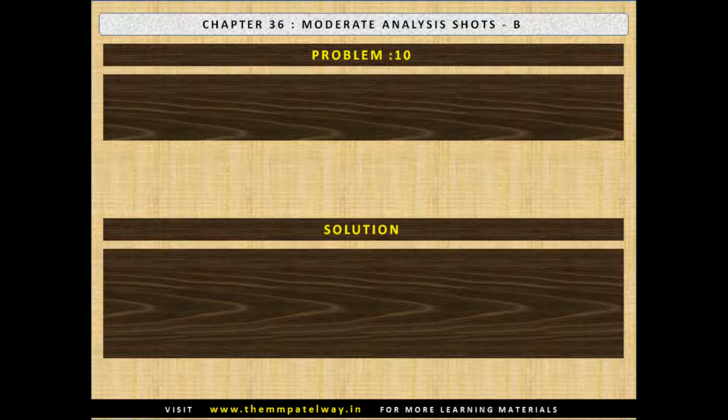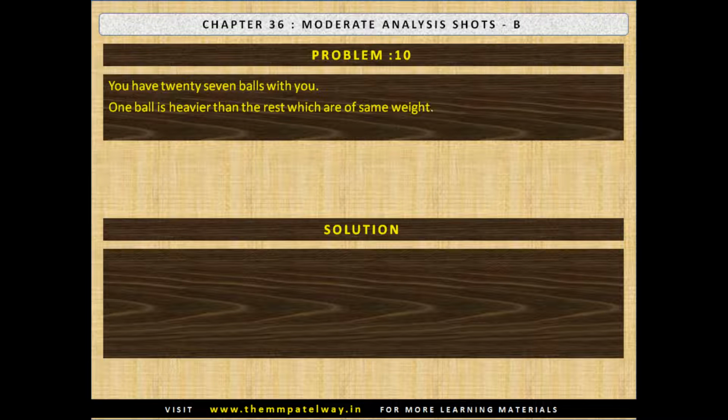Problem number 10. You have 27 balls with you. One ball is heavier than the rest which are of the same weight. Locate the heavy ball in 3 weighings. Now stop the video and solve the problem.